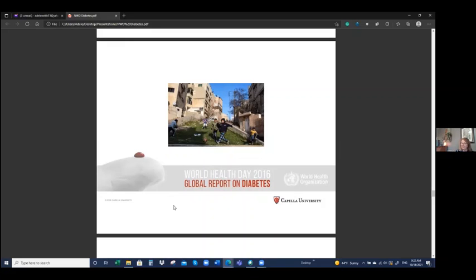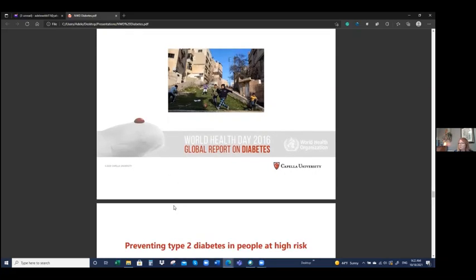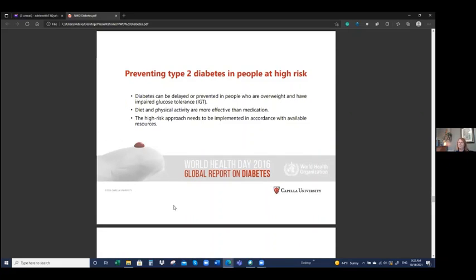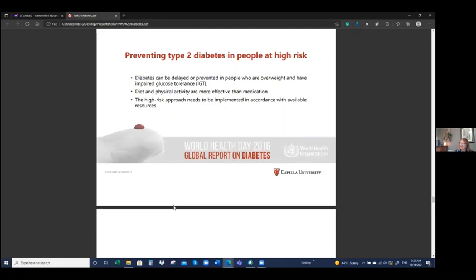So in 2016, the WHO coined the World Health Day on diabetes. This report is also available online for free, but they believe, and I do too, that diabetes can be delayed or prevented, that diet and physical exercise work really well and we need to encourage it, and we need to have a high-risk approach to address those social determinants to make a difference.